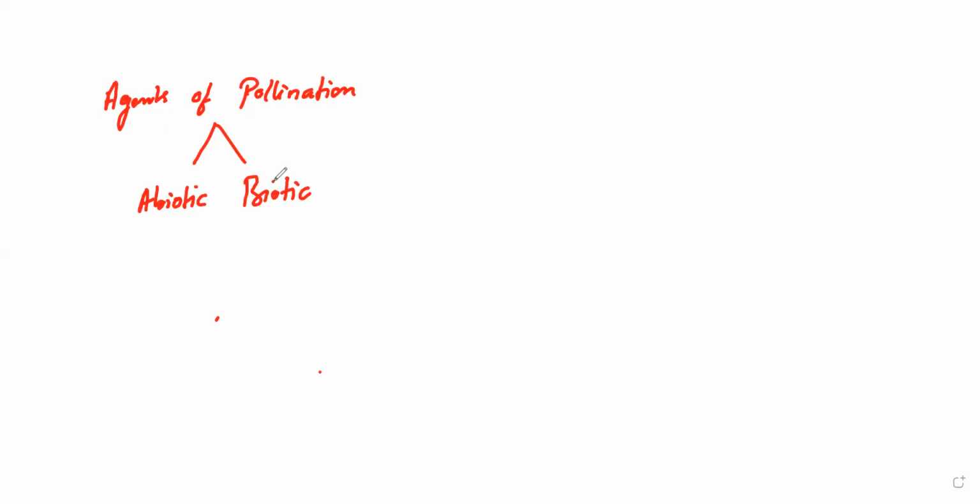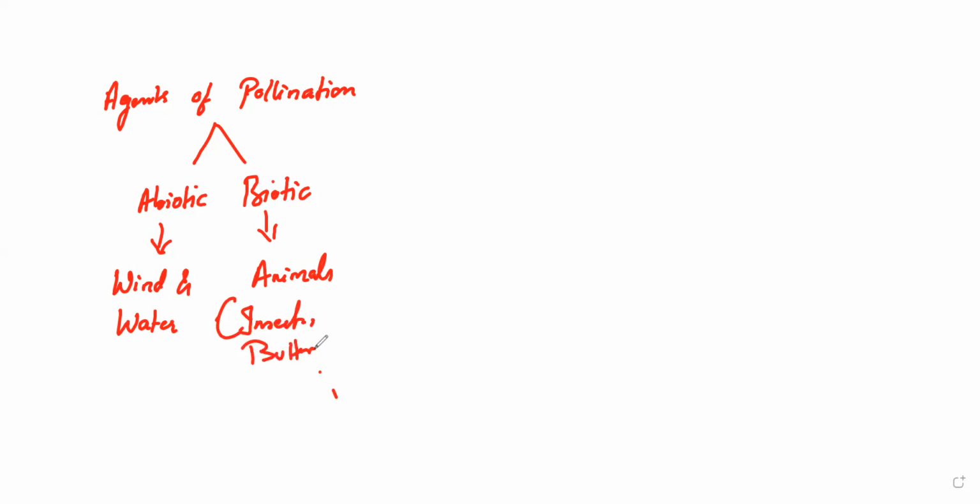So there are different types under the abiotic and biotic. Now, abiotic basically means the wind and water, whereas biotic means animals. Now, what kind of animals? They may be insects, or butterflies, or birds, correct? All this stuff. These are the biotic ones. So let's see one by one what characteristics are required for the flower in order for any of the agents to start the pollination.